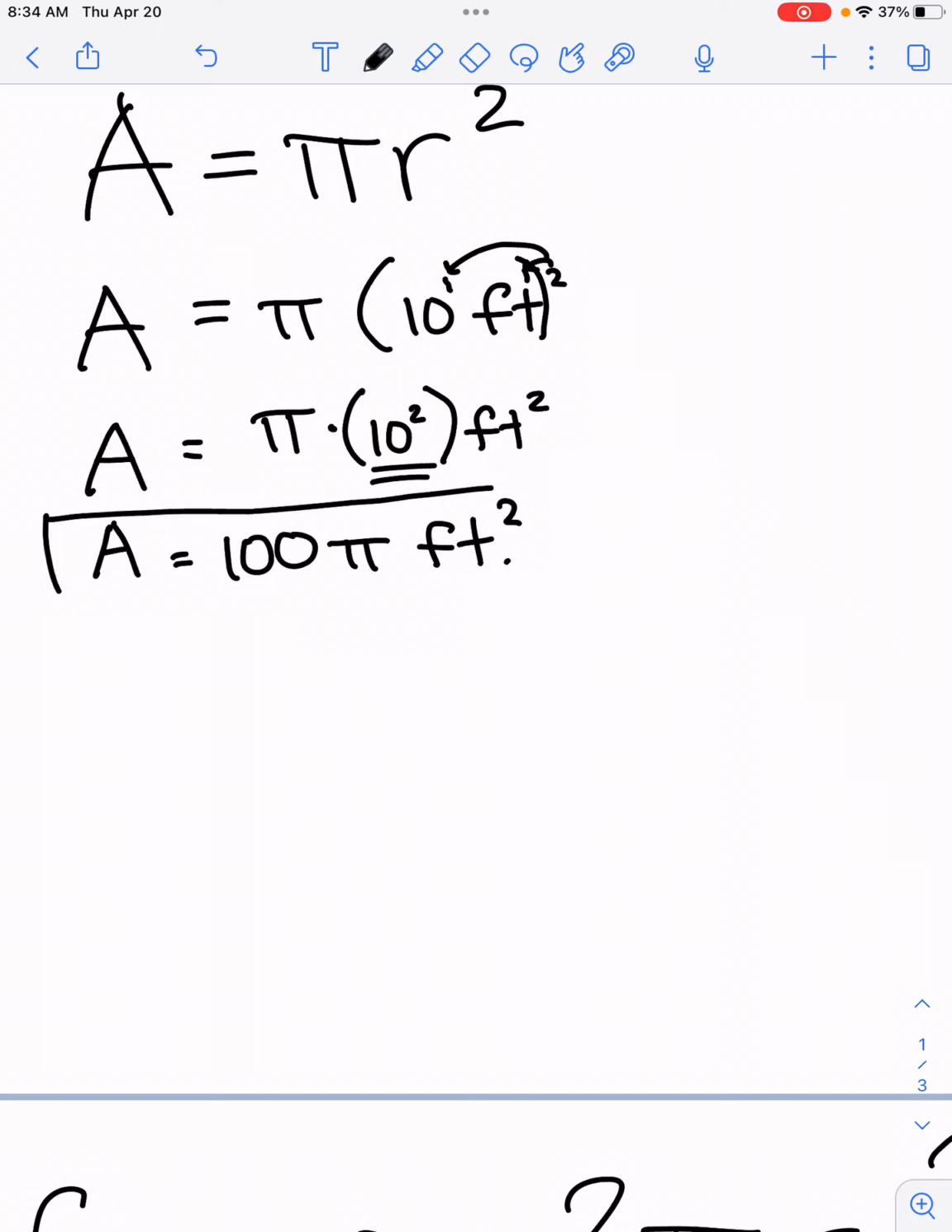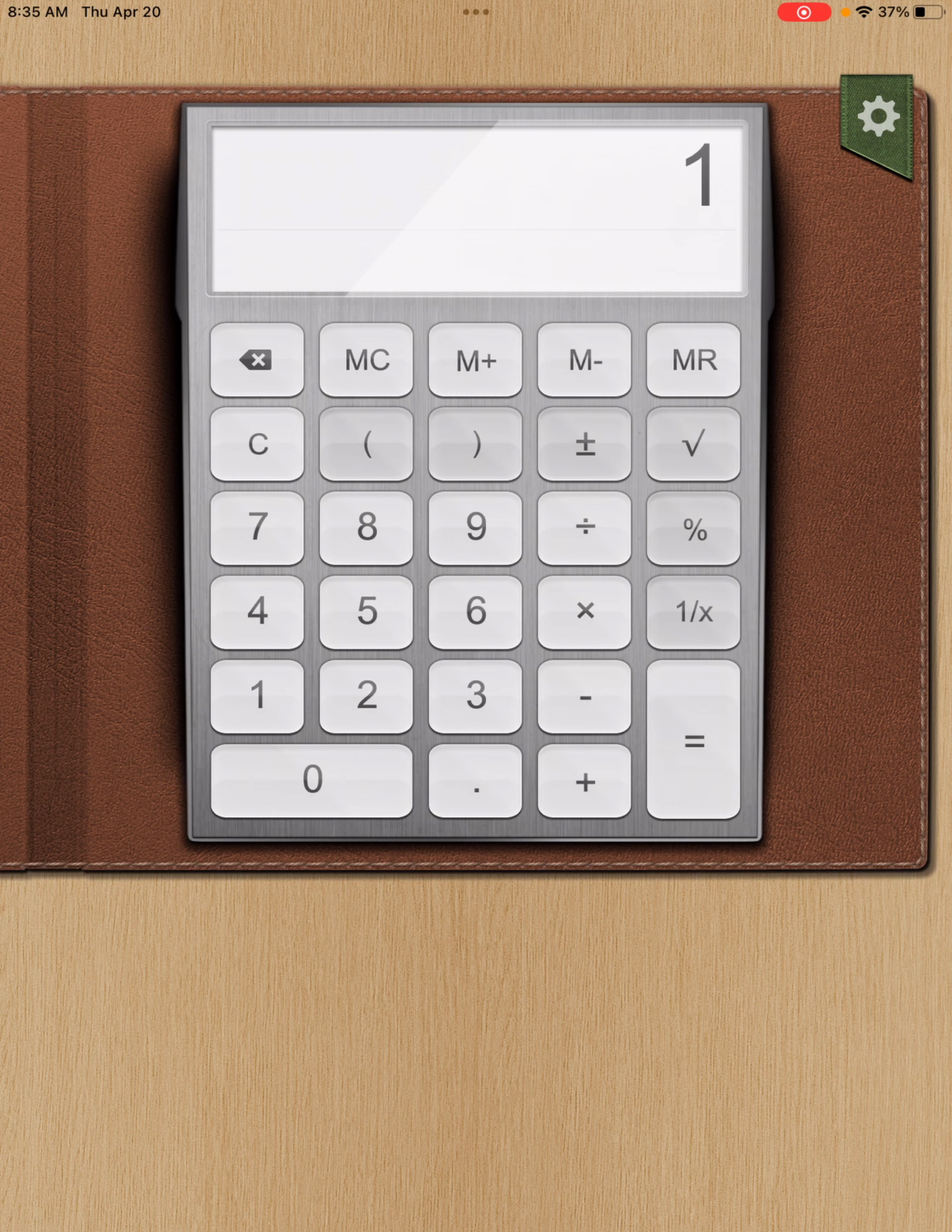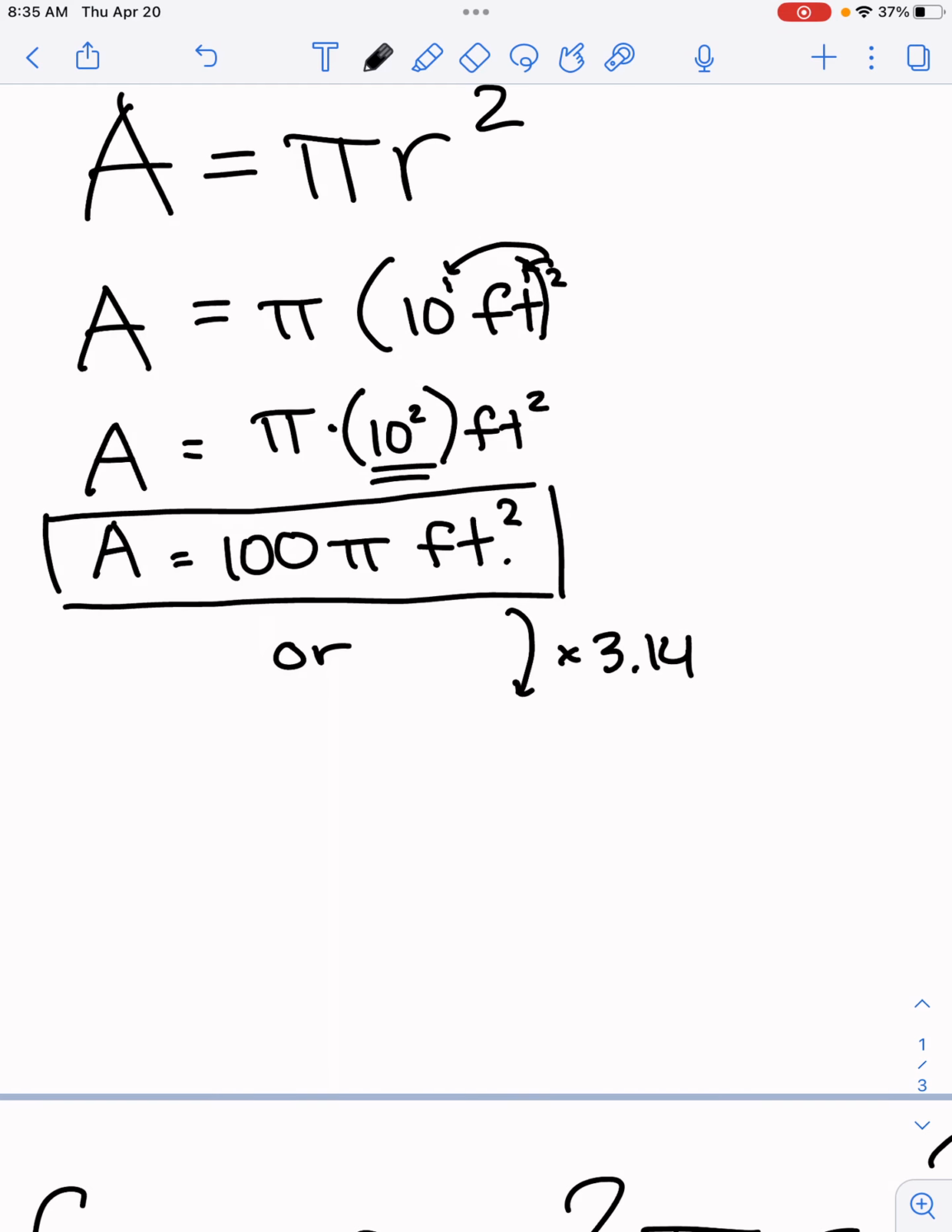So I'm going to put this as one viable answer, but I'm going to put this as "or." What you could also do is multiply by 3.14. And multiplying 100 times 3.14, we can do something with the decimal here again, but let's go and show on the calculator to prove it. 100 times 3.14 is 314. So the area of this is 314 feet squared, or square feet.